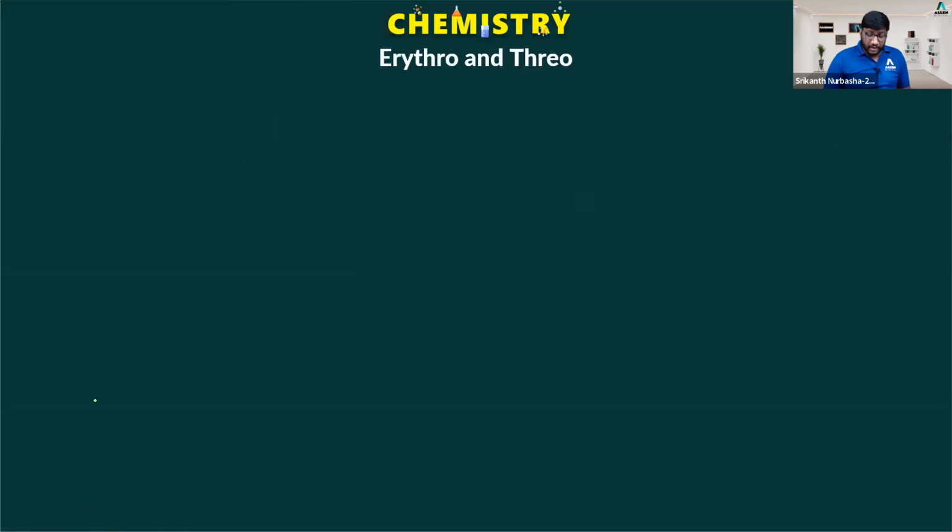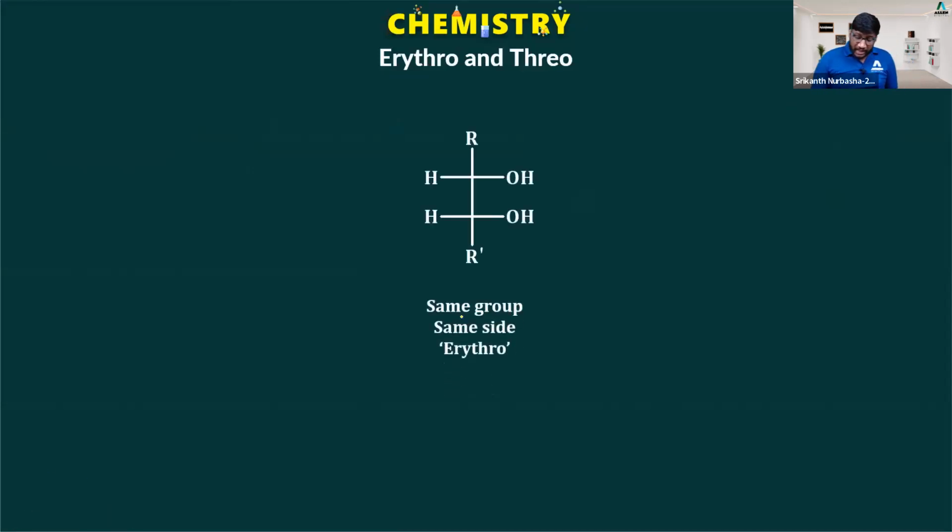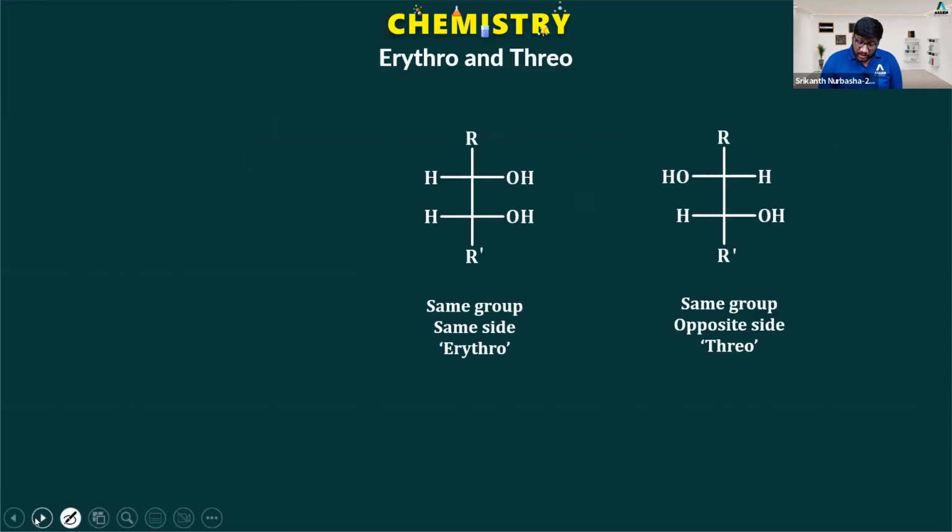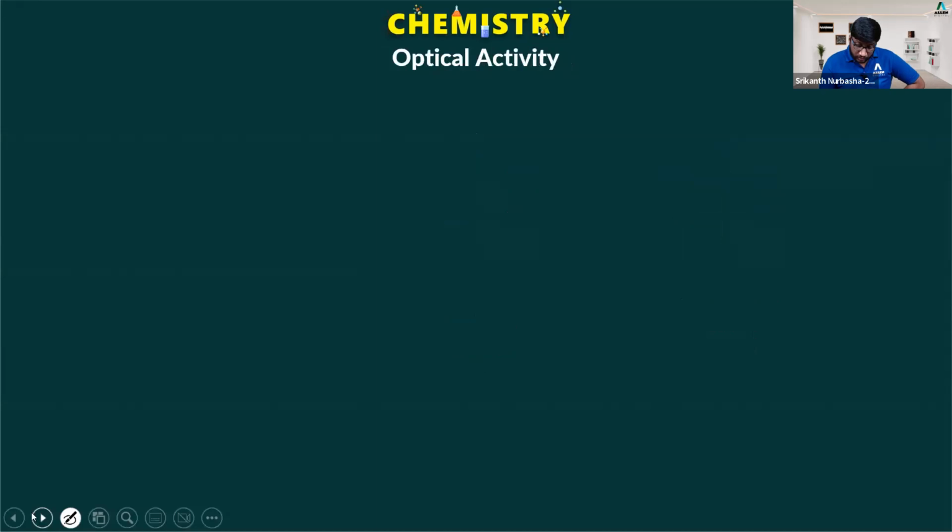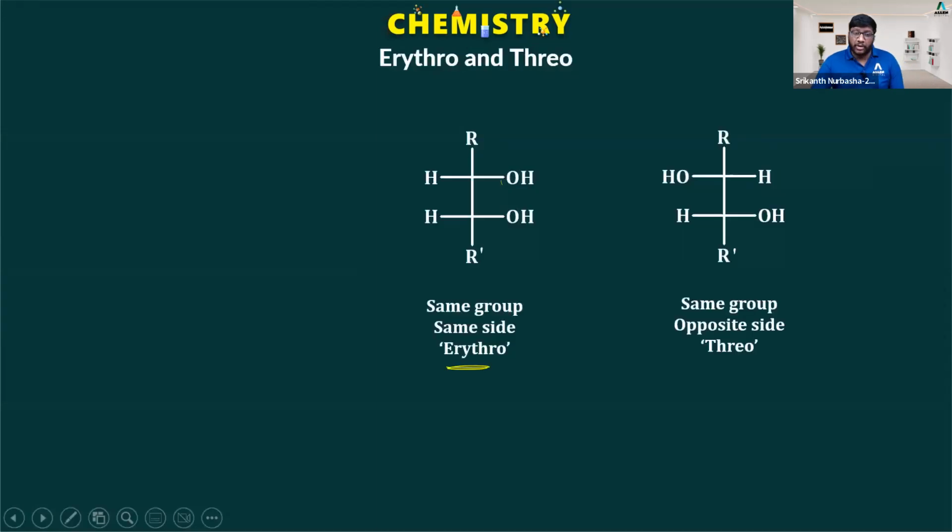After R, S and D and L, we have erythro and threo. Same groups on the same side means erythro. Same groups on opposite sides means threo. So OH, OH, same groups are on the same side, then that is said to be erythro. OH and OH, same groups are on opposite sides now. Same groups opposite side means threo. Everyone got this logic or not?